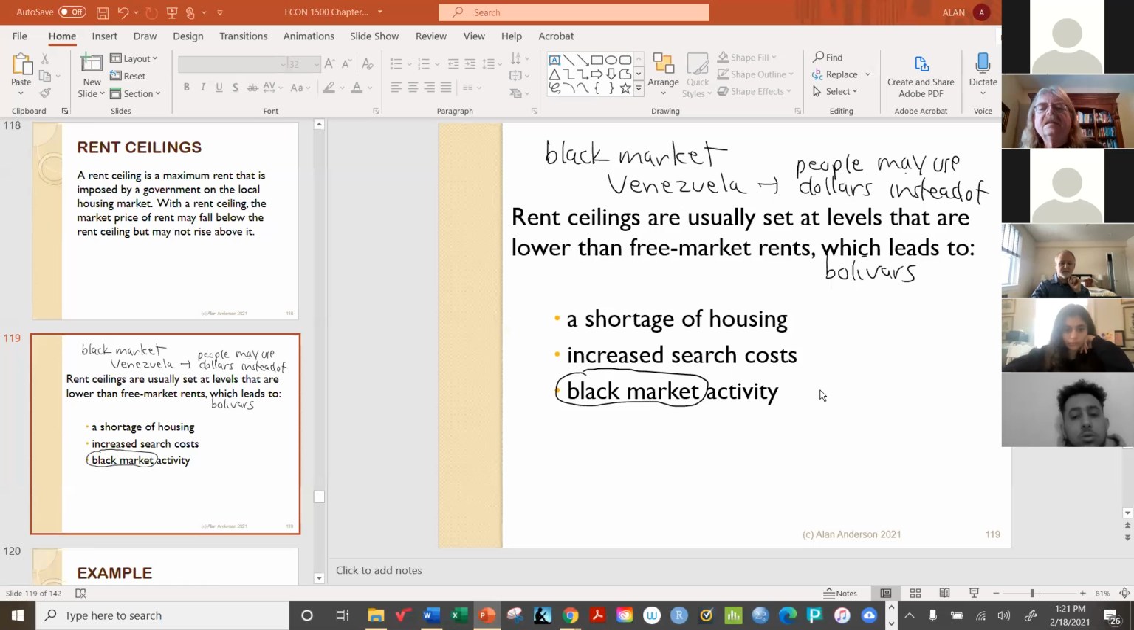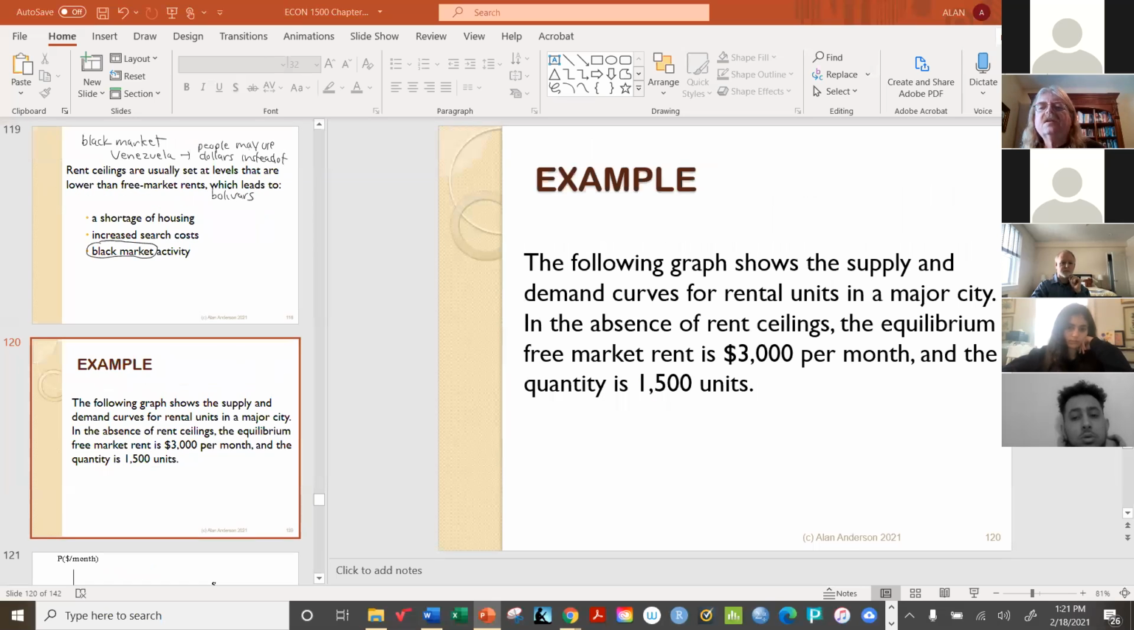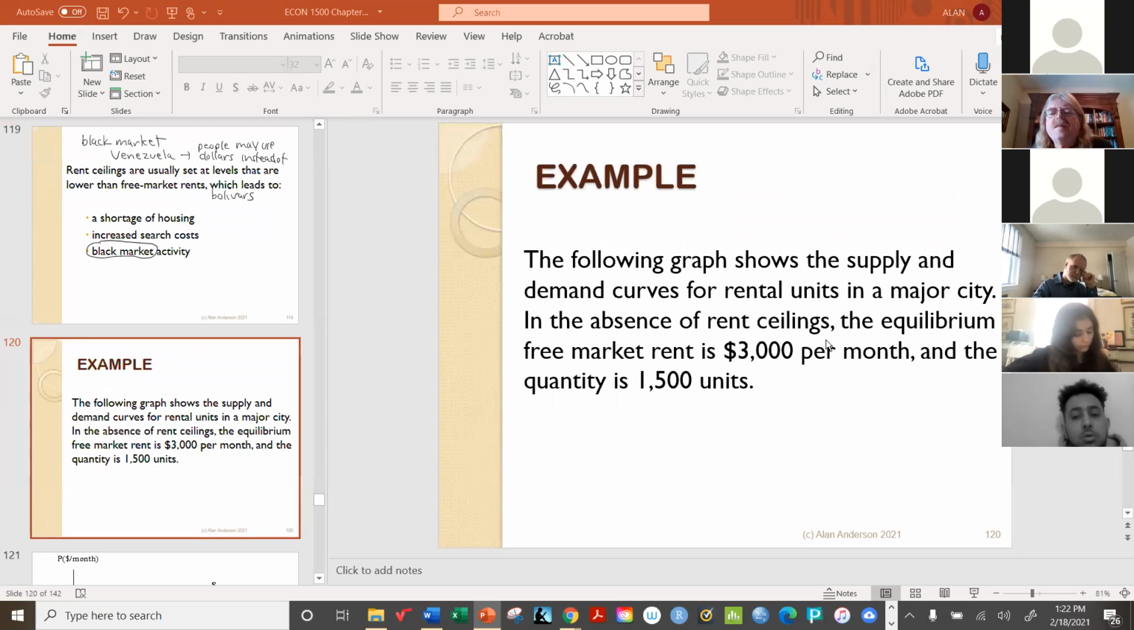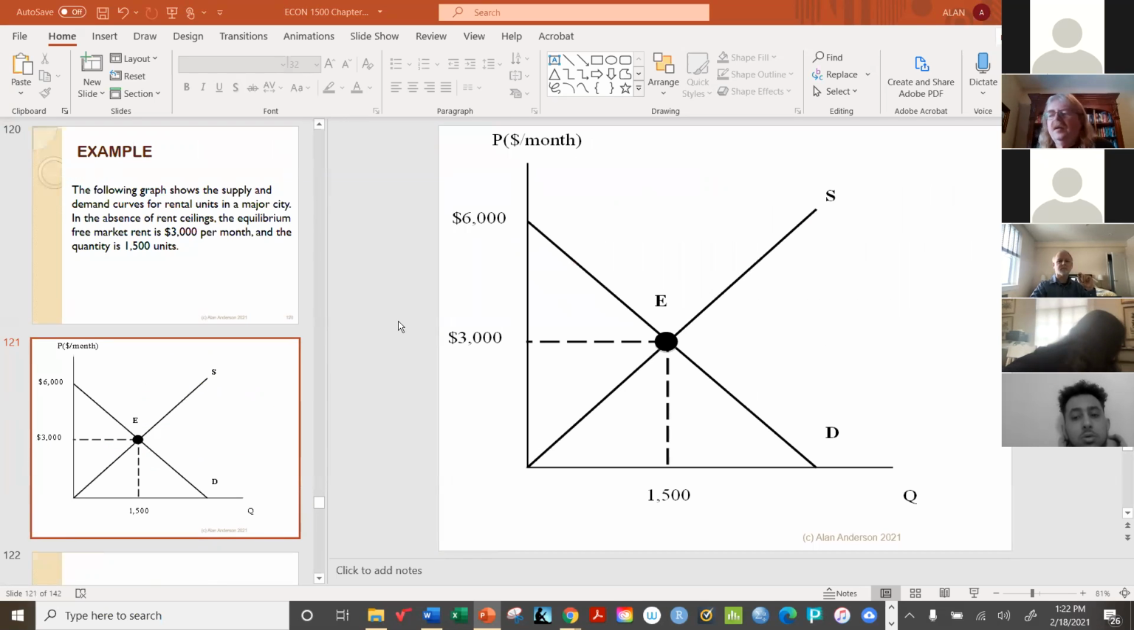So what exactly is going on here? Here's the graph. So here's a city where without rent ceilings, the equilibrium free market rent would be $3,000 a month, and the quantity being rented is 1,500. Fine, no problems. Everybody who wants an apartment, who's willing and able to pay $3,000, has one.